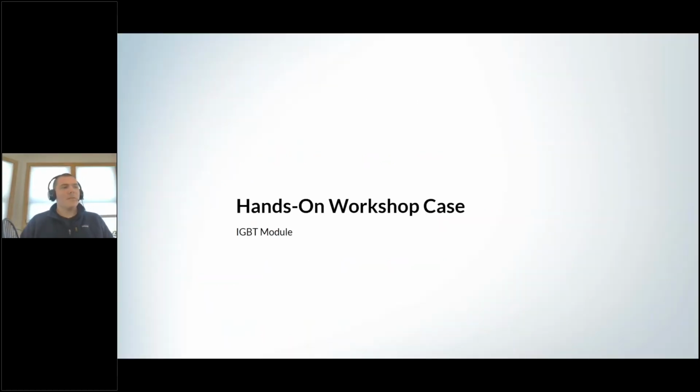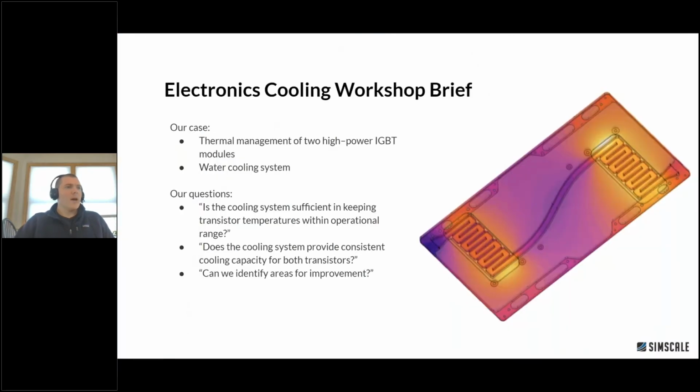So first, let me give a bit of background on our hands-on workshop case. We're going to be looking at a liquid-cooled, water-cooled IGBT module. Here you see the geometry on the right. The type of questions we're trying to ask today is, what's the temperature delta across this water jacket cooling these two chips? What are the operating conditions of the two chips given a certain heat load, a certain wattage load? Does the system provide consistent cooling capacity?